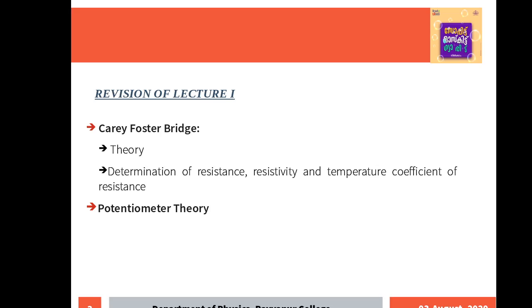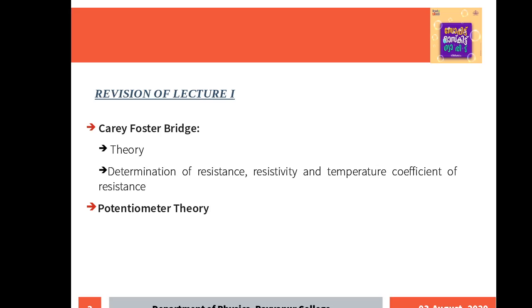So one of the methods was using Carry-Foster bridge. Before the Carry-Foster bridge, we used Wheatstone's bridge. Carry-Foster bridge is a modified version of the Wheatstone's bridge. In the Wheatstone's bridge, we used its balanced condition where we can easily find the unknown resistance, the methods that we discussed in the previous lecture. But there was some problem with this Wheatstone's bridge.